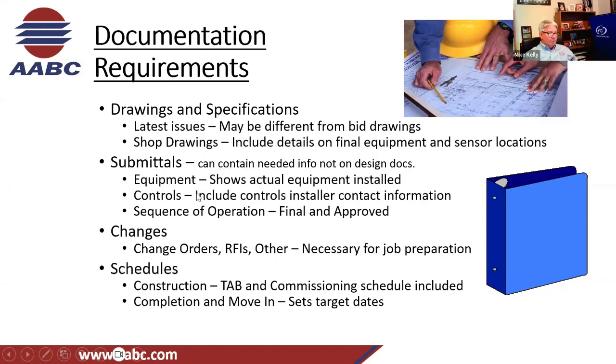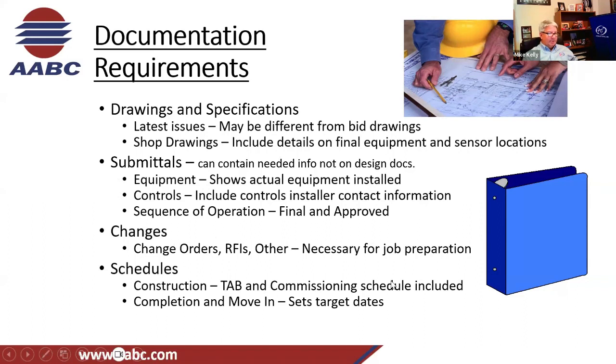Controls, you need to include controls installer contact information so we know who to call in case we need to interact with their systems. Sequence of operations, man, that is a big one, and that needs to be reviewed and know that you're reviewing the approved and final. We're not there as testing and balancing agents to develop a sequence of operations or modify it. We're there to follow it. That's not our ball of wax that we need to be modifying. Change orders, RFIs, and necessary for job preparation.